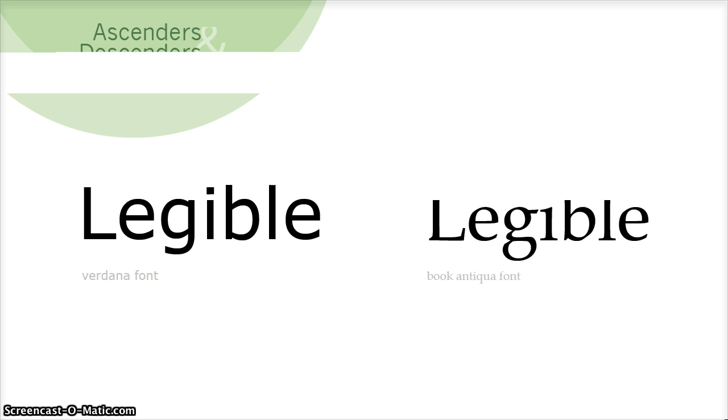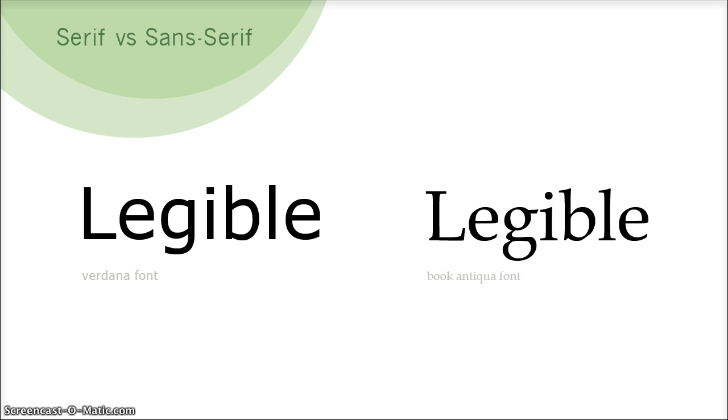Now, let's go to serif versus sans serif. What if you could pick which one is serif, which one is sans serif? This one, the Verdana font, is actually a sans serif, and the Book Antiqua is a serif font.